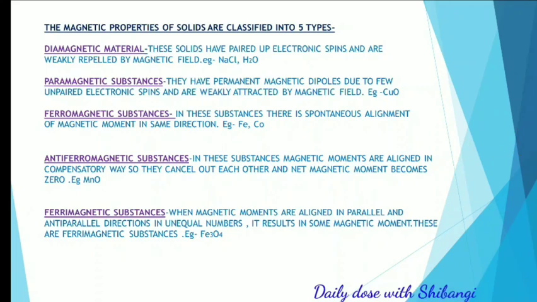The next is ferrimagnetic substances. When magnetic moments are aligned in parallel and antiparallel directions in unequal numbers, it results in some magnetic moment. These are ferrimagnetic substances. And here the spins are aligned antiparallel, but they do not cancel out each other. It's of this kind. They do not cancel out each other.